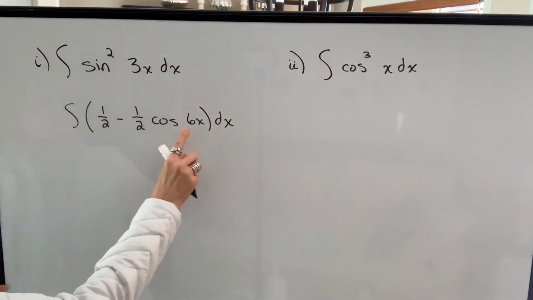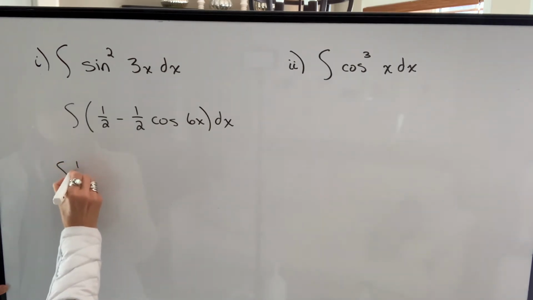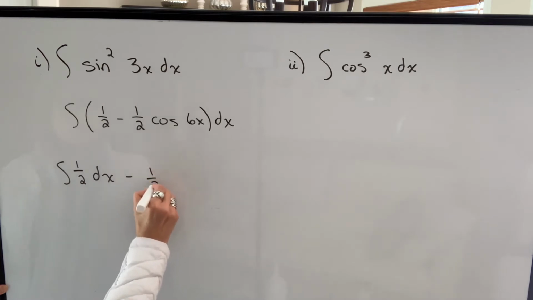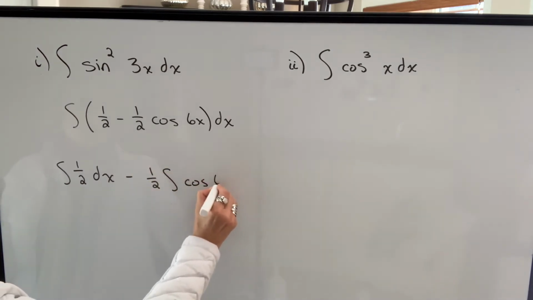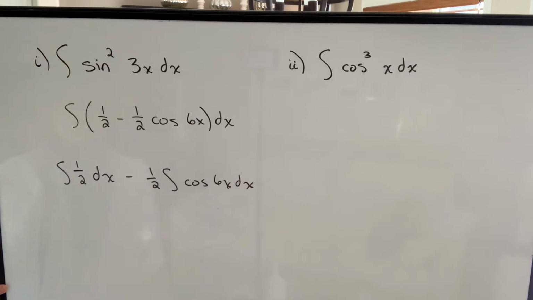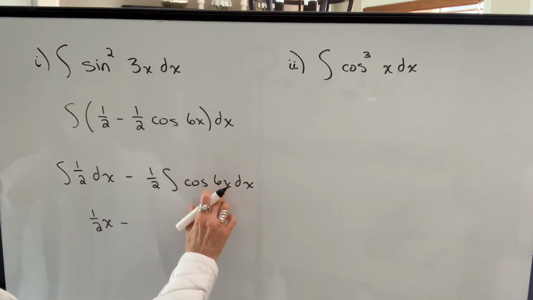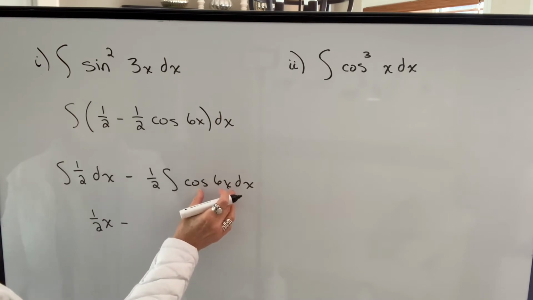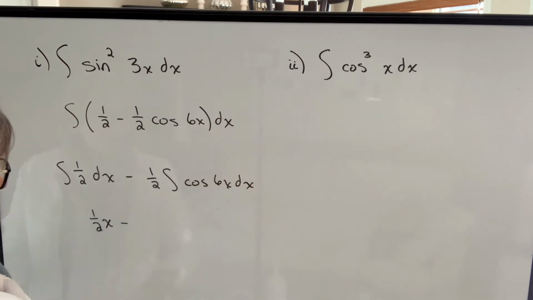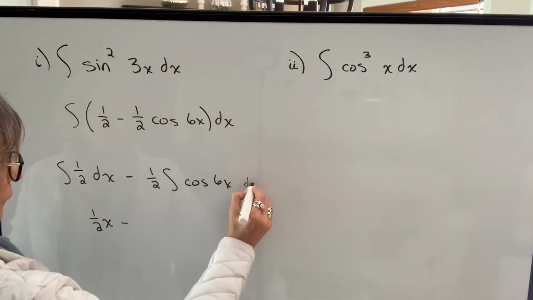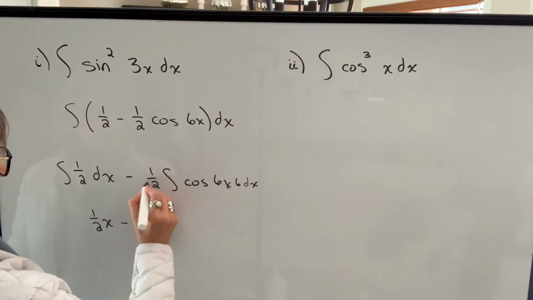Now I'm going to break up these terms. So that will be integral of 1/2 dx minus, I can pull that 1/2 out if we want, cos of 6x dx. The integral of 1/2 dx is simply 1/2 x. Now, in order to integrate this term, I have cos of 6x. I can use my cos of u pattern, but I need a 6 as a du factor. So I multiply by 6 and I also divide by 6.